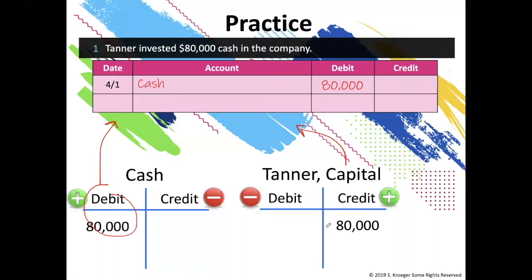Next would be the credit of 80,000. We will indent it. We'll put Tanner Capital and then $80,000 in the credit column. And that's how we journalize. That's for April 1st. Let's take a look at some of the other dates.